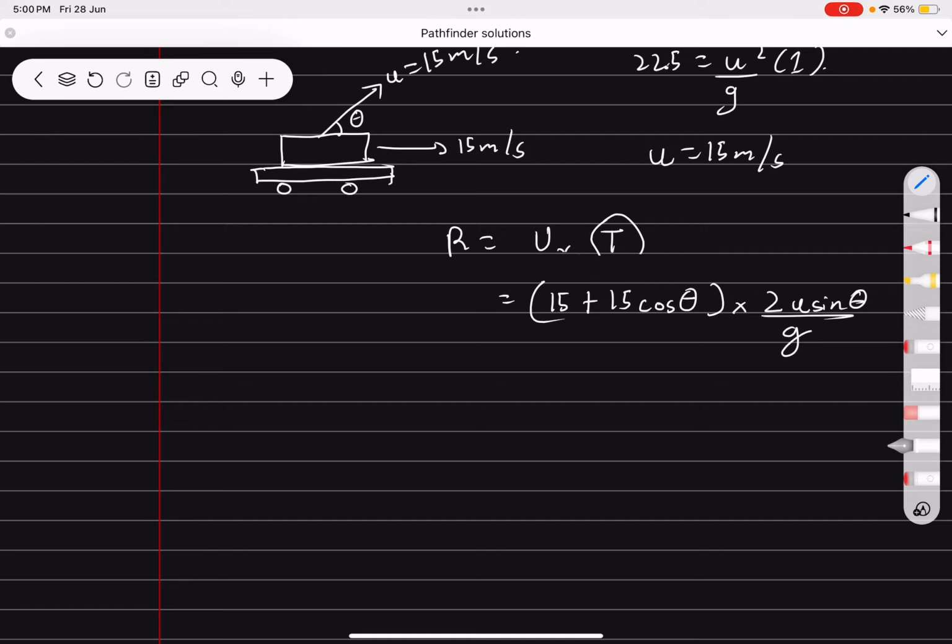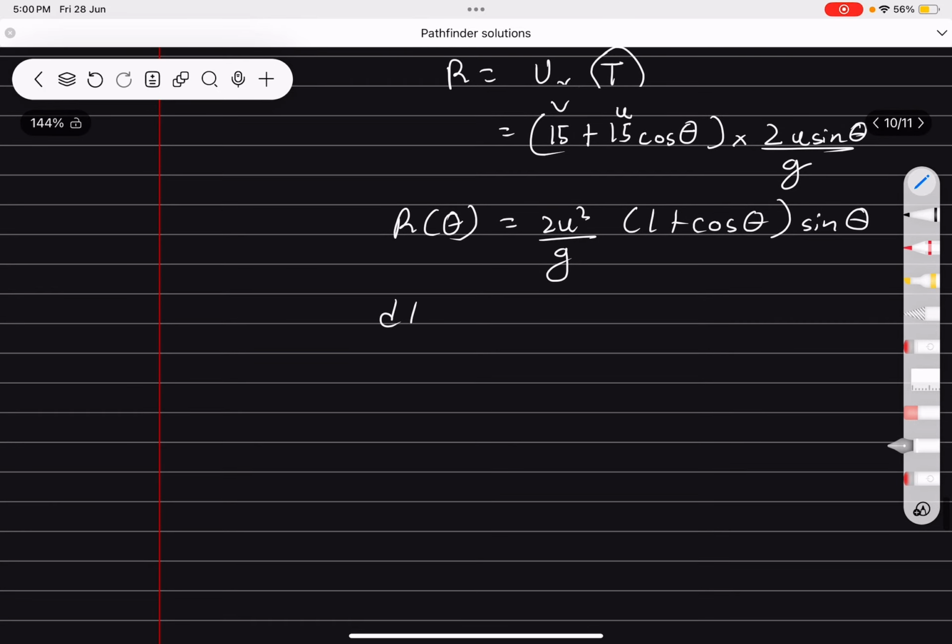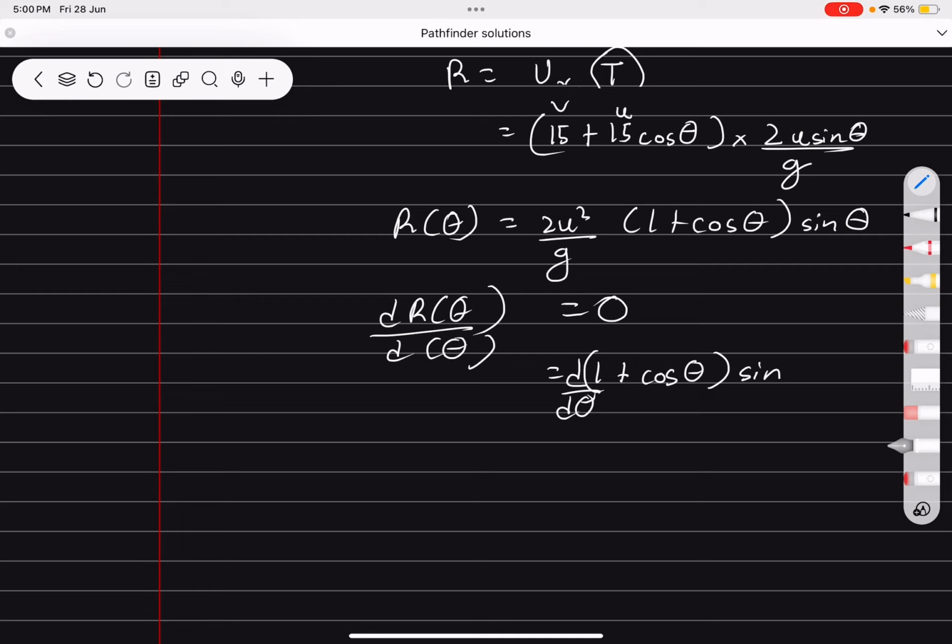So we'll take v equal to u anyway, so we'll take common. 2u square by g is 1 plus cos theta into sine theta. This is range as a function of theta, so you have to maximize this. So dR of theta by d theta must be 0. So I'm giving this as a homework. 1 plus cos theta and sine theta differentiated must be equal to 0.